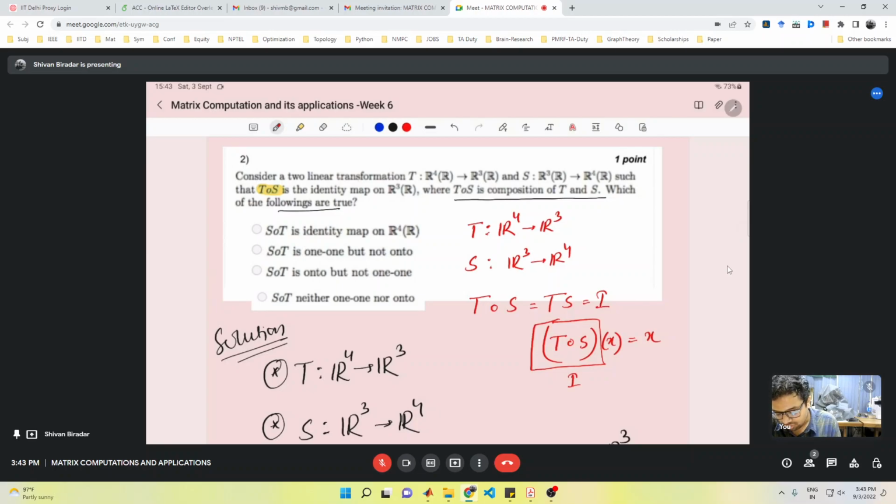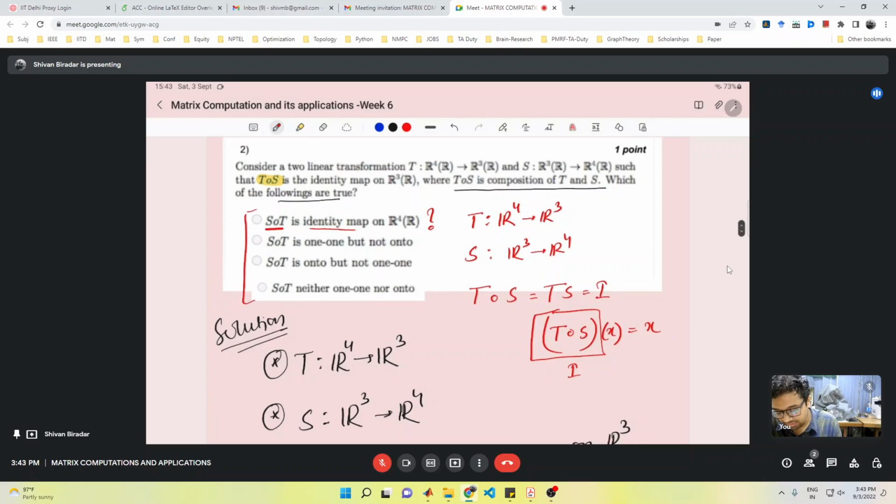Is S composition T an identity map? This is the first question. We have to check which of these four are true. The second argument says that S composition T is one-one but not onto. The third argument says that S composition T is onto but not one-one. The fourth argument says that S composition T is neither one-one nor onto. So let us check how this works.